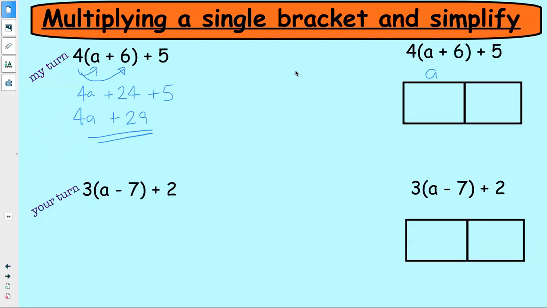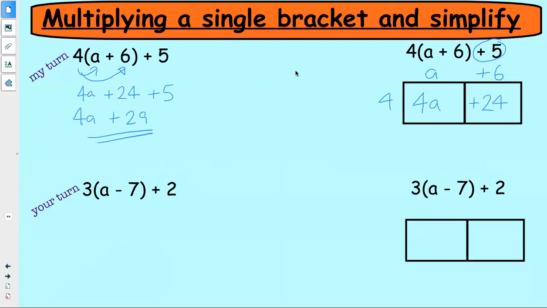Box method, your A and your positive 6 up here and your 4 outside the bracket. Remember, I'm ignoring that add 5 at the end for the moment. I'm going to do my box method first. So in here is 4A, and here is positive 24.